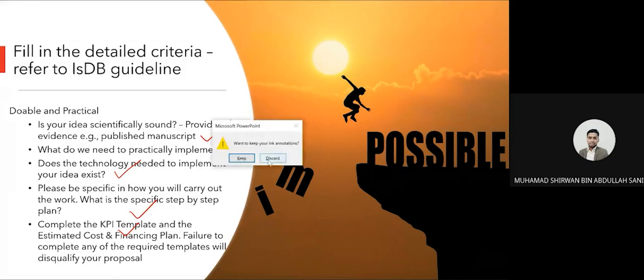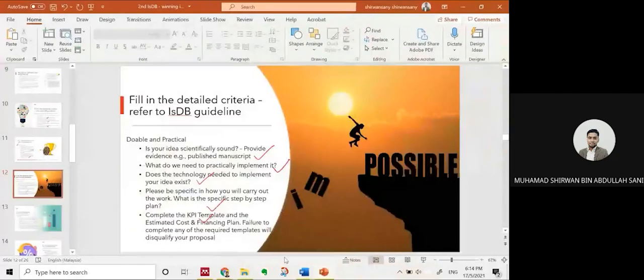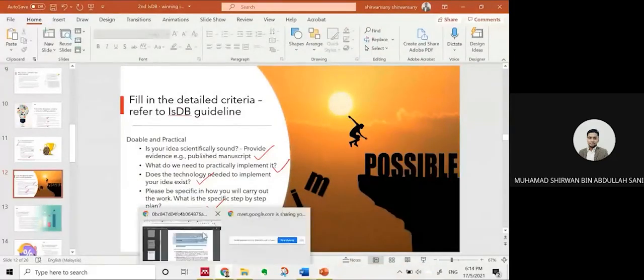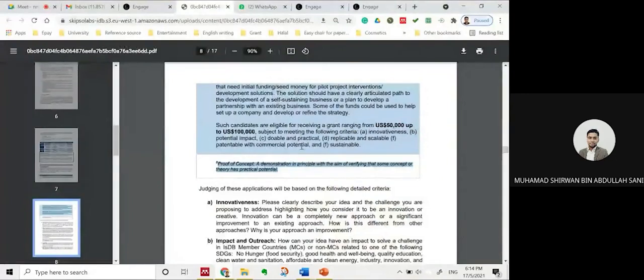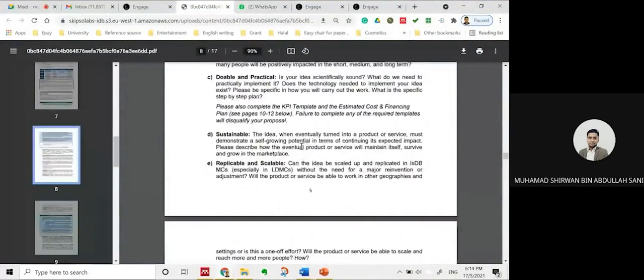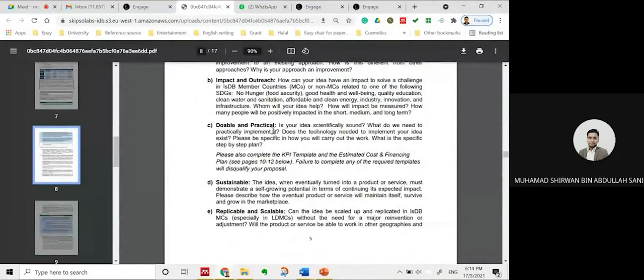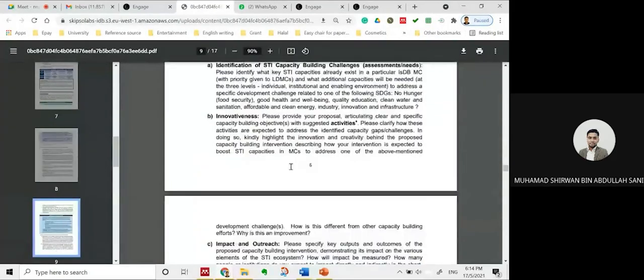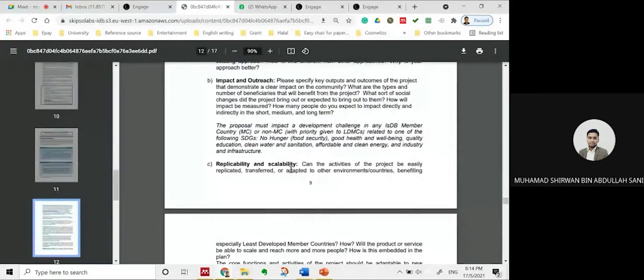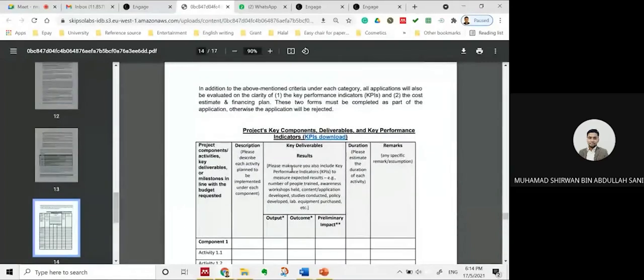So again, let me show you how to get this one. So when you open this guideline, okay, you can go to the part of the doable. They state here, see pages 10 to 12 to download the KPI template and estimated cost and financing plan. So you can go to the bottom of the guideline. Yeah, okay, so this is the KPI template.